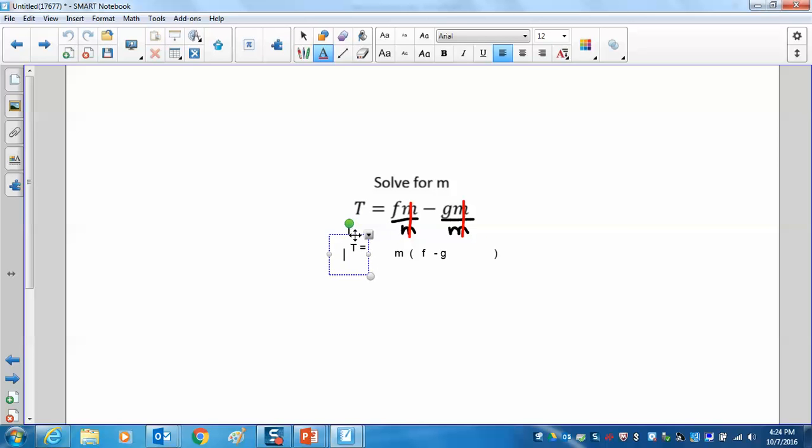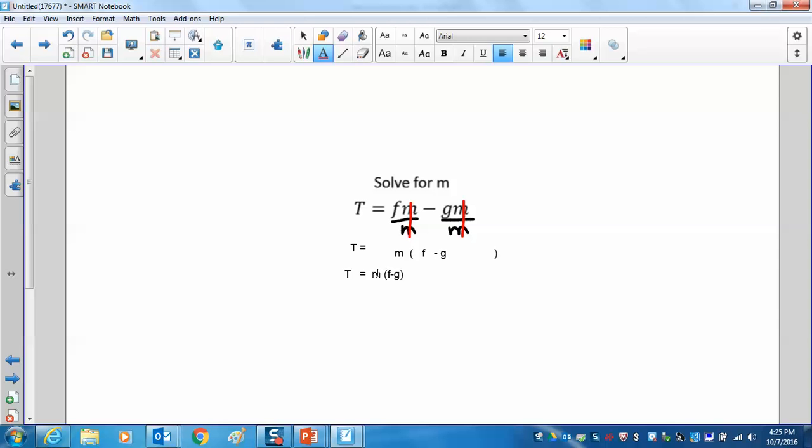So our next line looks like t equals m times the quantity f minus g. Maybe I'll rewrite that because that's hard to see now. It's not aligned. T equals m times the quantity f minus g. And now we need to get m by itself.